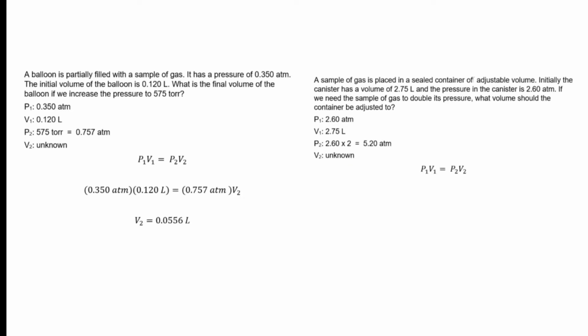Here is Boyle's law. Let's plug in our numbers. We're plugging in our initial pressure and volume. Here is our doubled pressure, and again, we're solving for V2. Make sure your units are matching. And solve for this, we get 1.38 liters.